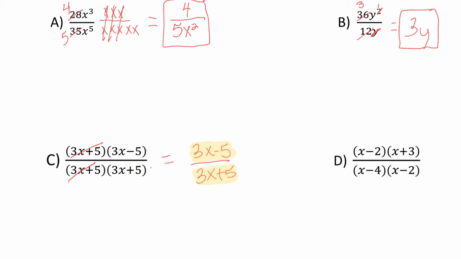They have to be exactly the same in order to cancel them. So we can't just take the 3x's and cancel because they are being connected. Think about them as holding hands. We cannot break them up. And so this would be your final answer.